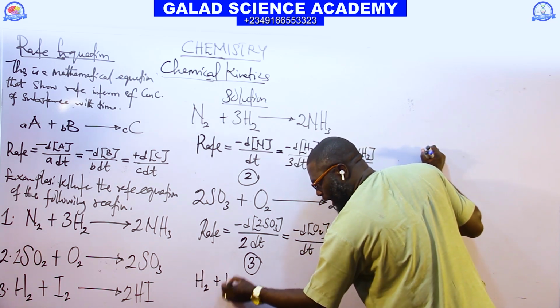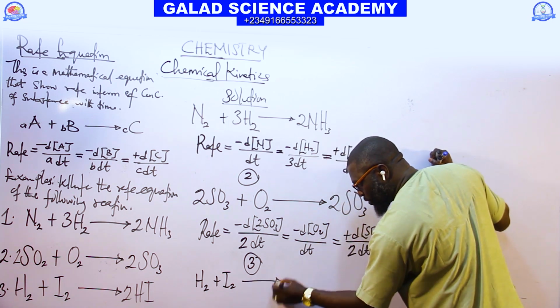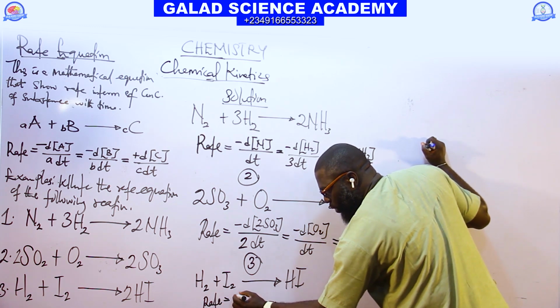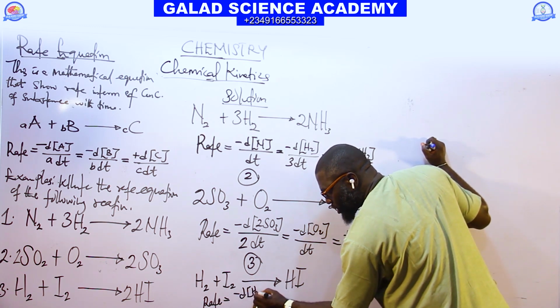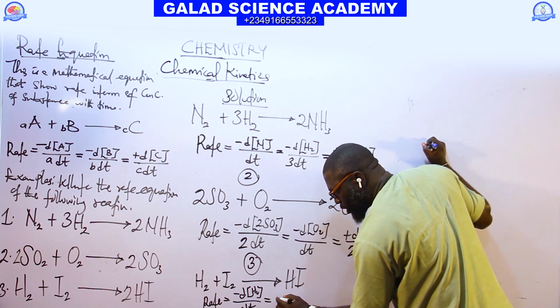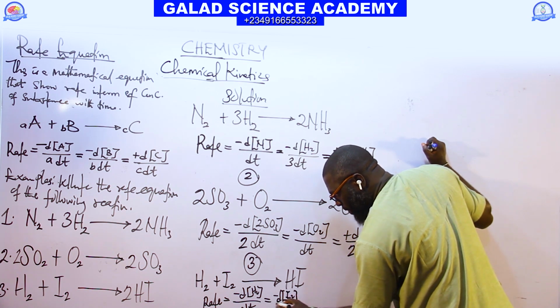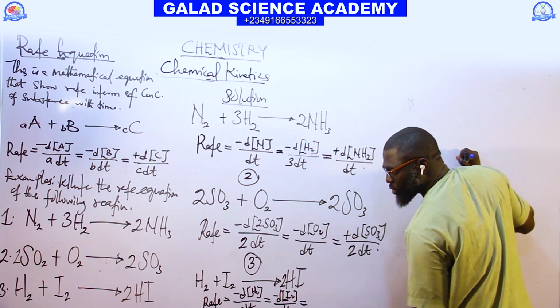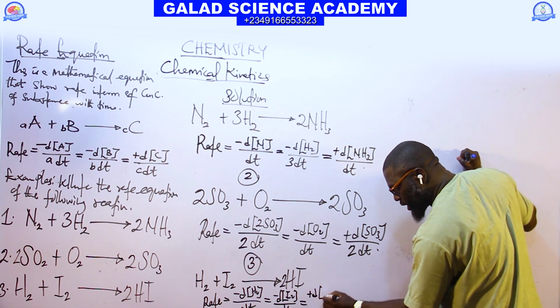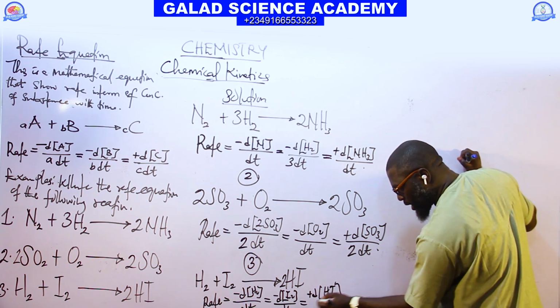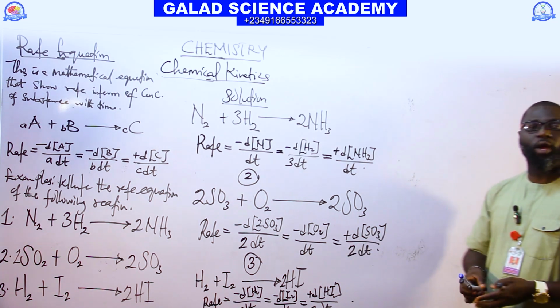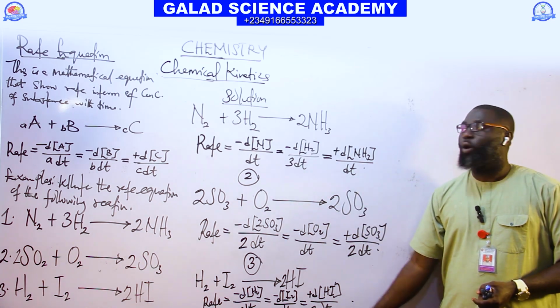So for the third one, hydrogen gas, we have it with iodide to give us hydrogen iodide. So the rate for this will be minus the H2 dt, equal to minus the I2 dt, and equal to, here we have 2, so plus the HI over dt over 2. That is how we can write the rate equation of any reaction.